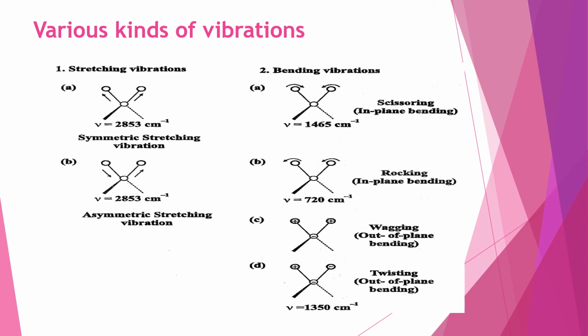There are four types of bending vibrations. First one is scissoring. In this type, two atoms approach each other. Second one, rocking. In this type, the movement of the atoms takes place in the same direction. Third one, wagging. Two atoms move up and down the plane with respect to the central atom. Fourth, twisting. In this type, one of the atoms moves above the plane while the other moves down the plane with respect to the central atom.